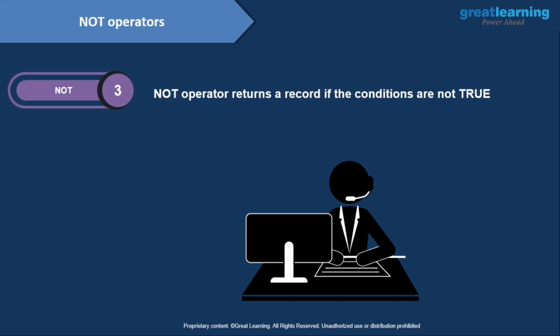Now let's have a look at the NOT operator. The NOT operator returns a record if the condition is not true. So if you give a condition, and say that if my condition is true, I don't want any record to be returned, then the NOT operator works to show the result only if your condition is not true. So these are the operator concepts we have, and now we will go to MySQL Workbench and see how we can actually implement these concepts.